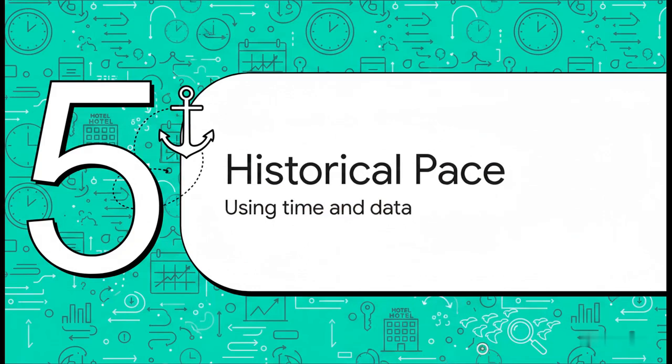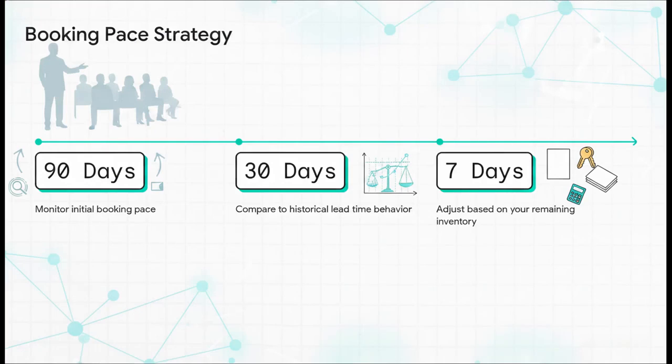Moving to Section 5, historical booking pace. Let's look at how to use time and actual data to set those daily rates. By monitoring how your bookings accumulate over time, you can dictate a really confident daily rate. Think of this timeline as your early warning system. At 90 days out, just monitor your initial pace. At 30 days out, start comparing your current bookings to your historical lead times. Are you ahead or behind where you normally are for this week? And at 7 days out, adjust based strictly on your remaining inventory, not whatever crazy flash sale a competitor is running. Use time and data, guys, not emotion.